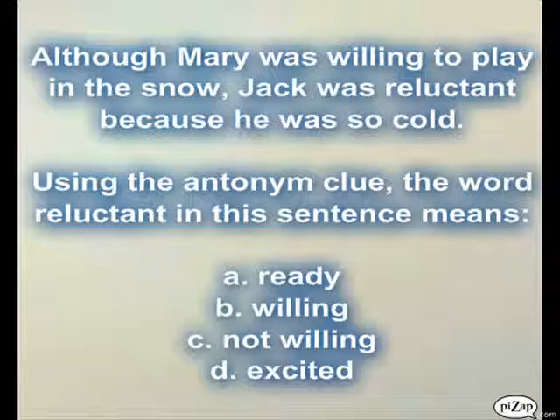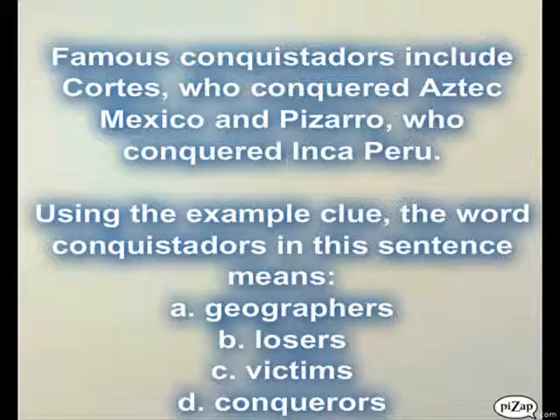Number 2. Although Mary was willing to play in the snow, Jack was reluctant because he was so cold. Using the antonym clue, the word reluctant in the sentence means A. Ready, B. Willing, C. Not willing, or D. Excited. And the answer is letter C. Not willing.